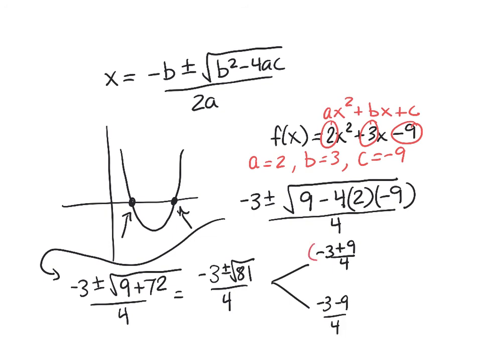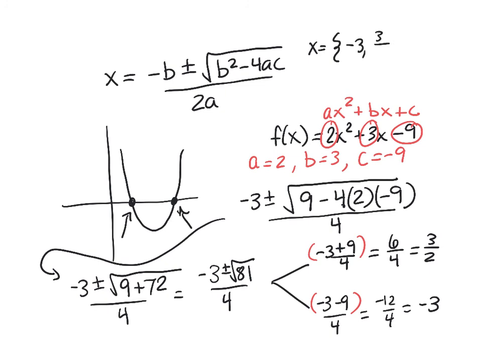Don't forget these act like parentheses. So you end up with positive 6 over 4, which is 3/2, and you end up with −12 over 4, which is −3. So your zeros, your x values, are the x's such that they are −3 and 3/2. These little brackets are called set notation, and this shows that both of those are x's.